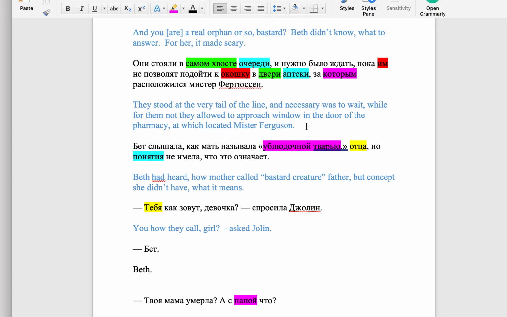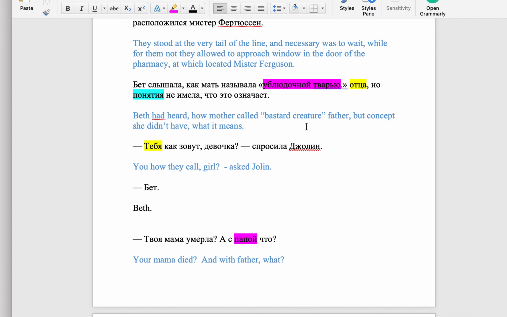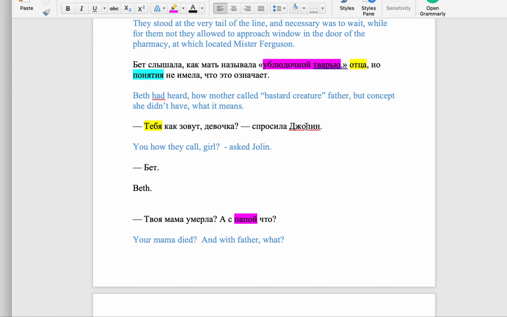Ferguson. Moving on. Бет слышала, как мать называла ублюдочной тварью. Okay. So this basically means like a bastard creature.